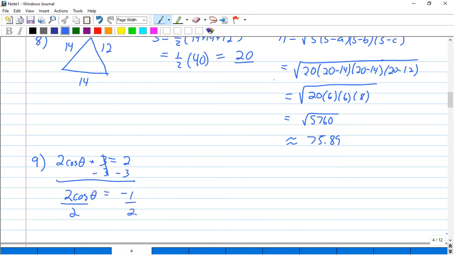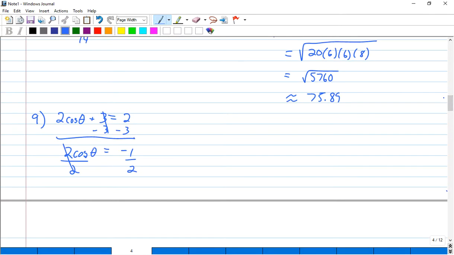Divide both sides by 2. So I have cosine theta equals negative 1/2. Now this is a problem where you use your knowledge of the unit circle and figure out which x values are negative 1/2, or for what angle measure. And so that's going to be 2 pi over 3 and 4 pi over 3.